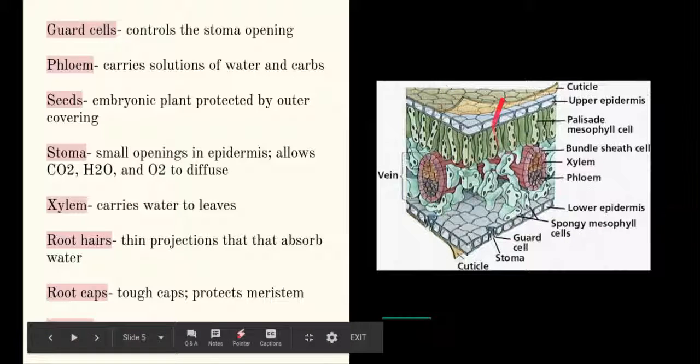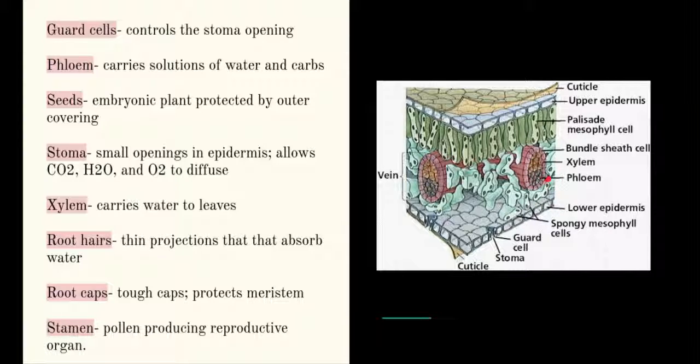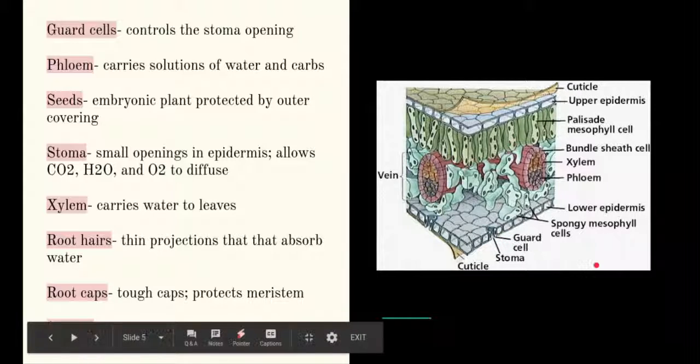Right here is an example of a leaf of a plant. This is the vascular bundle. It consists of the xylem and phloem. And then this is the lower epidermis, the upper epidermis. And then this is the waxy coating called a cuticle. This is the stoma right here. It's the opening, and this is what controls the stoma opening for homeostasis.